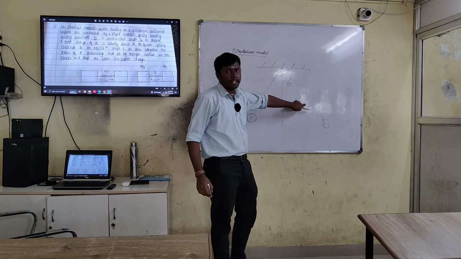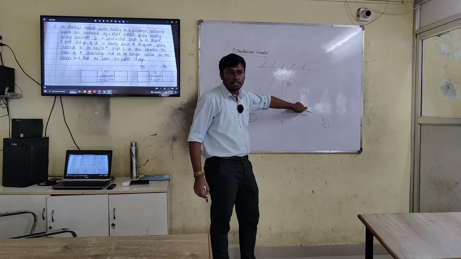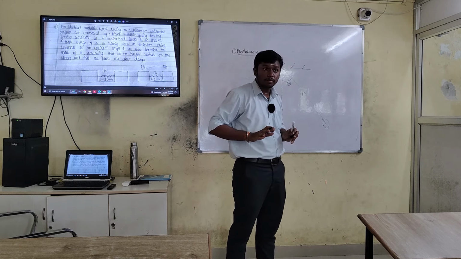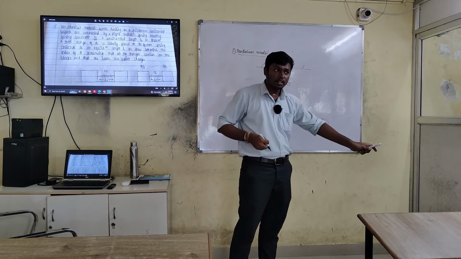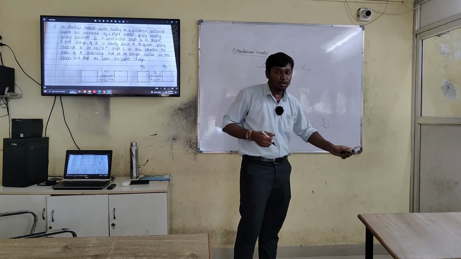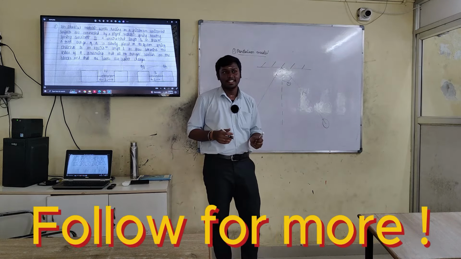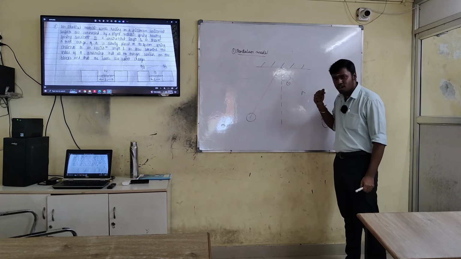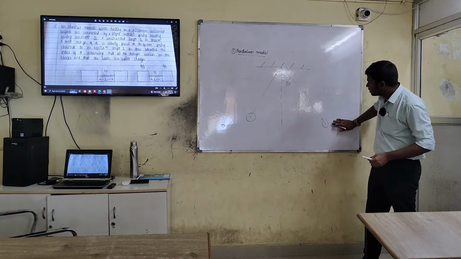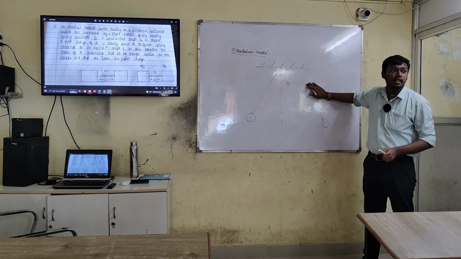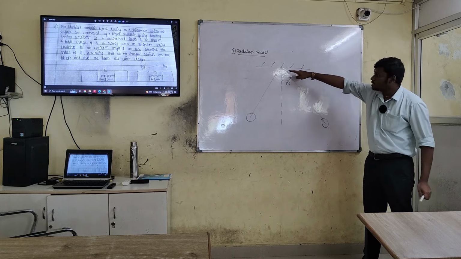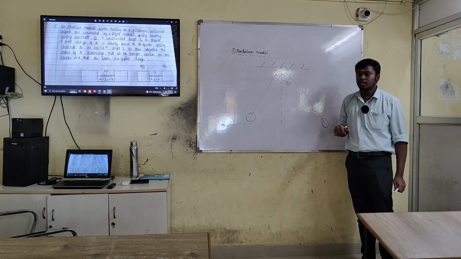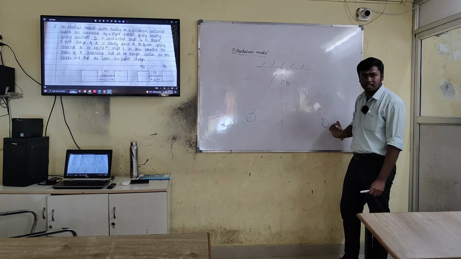What force will be acting here? The tension force. Tension is always along the line. Does it pull or push? Tension will always pull. So tension will always act away from the body, towards the attachment point of the string. Yes or no? So this is the tension.